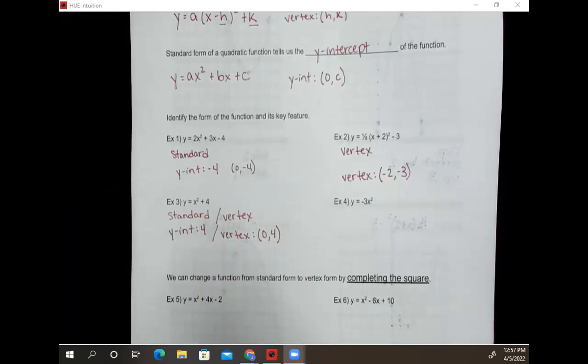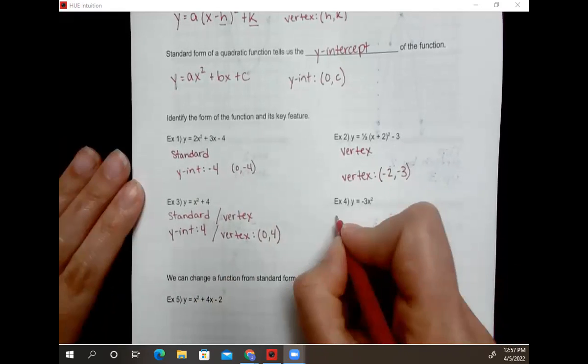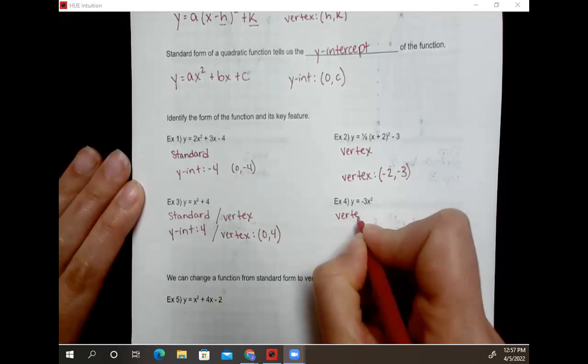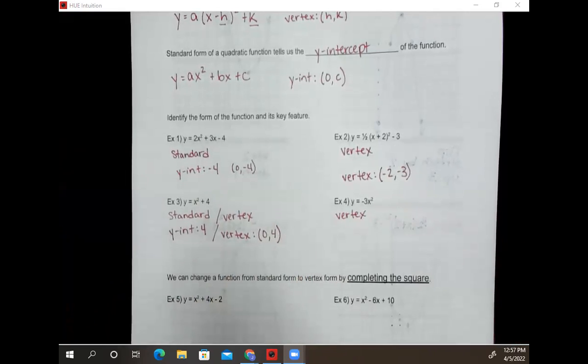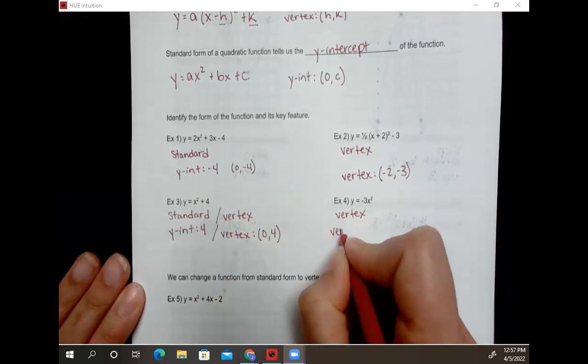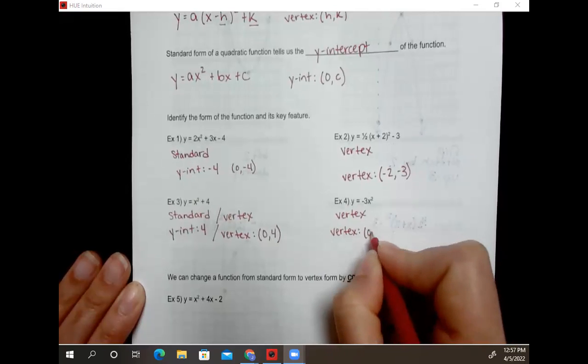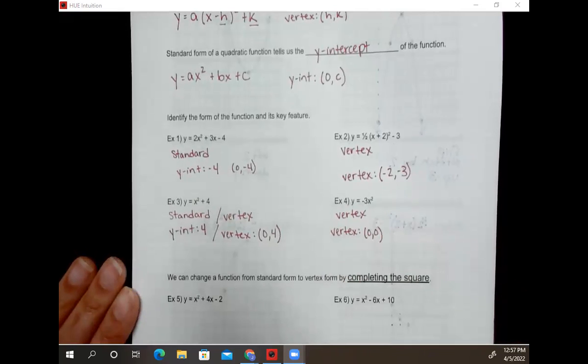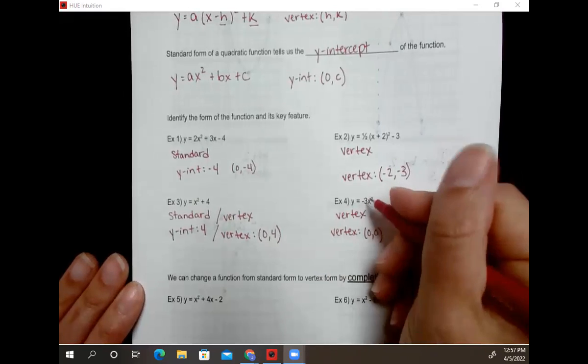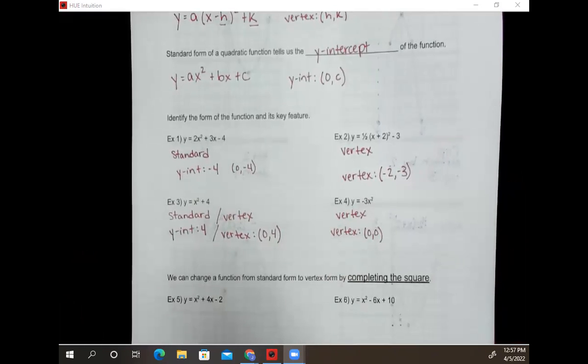Wouldn't it be vertex, it's just no other like dx or c. So you're telling me this looks more like vertex, okay? And then what is the vertex for this guy? It'd be 0, 0. Good. 0, 0. The -3 in front tells us about the shape of the graph.